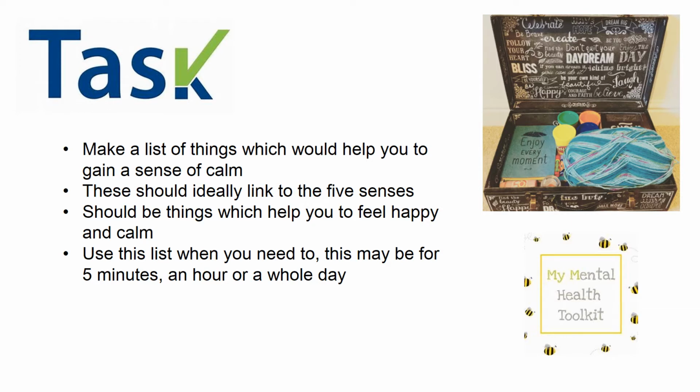Okay, so the task for this section is to have a go at creating your own wellbeing toolkit. You can see there's a visual example on the slide, which is an actual box. Or this could just be something that you create in a list. This list could be on your phone, it could be on a bit of paper. The idea is that you make that list or selection of things that help you to gain a sense of calm. Ideally, these should link in with the 5 senses.